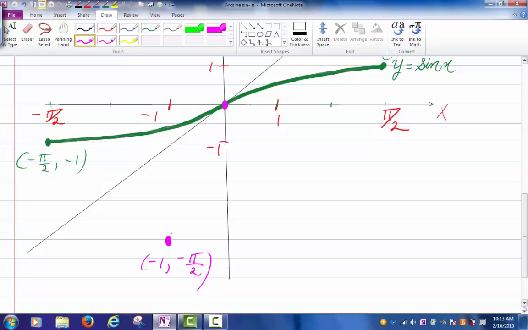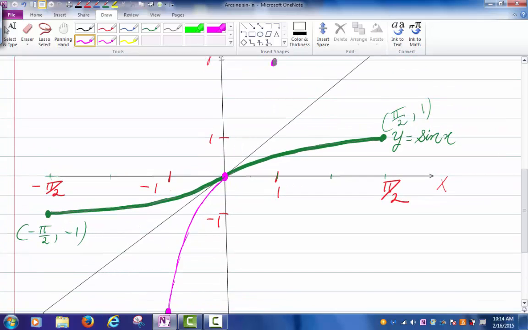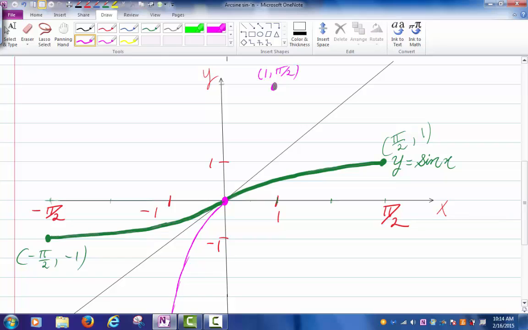Let's see if you agree with that. Right? Again, my skills are a little bit bad. That's why it's not quite showing that they are exact reflections, right? But you get the idea. And then what would be the reflection of the part from 0 to pi over 2? Well, that will be like this. You agree? So the pink one is the graph of sine inverse of x.